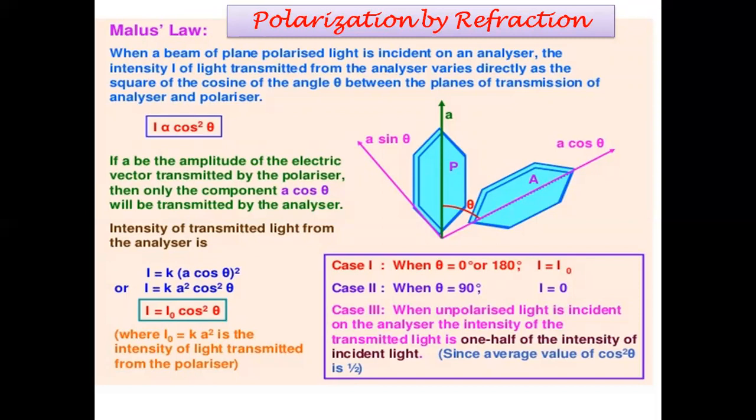The component A sin theta is reflected from the analyzer, whereas the component A cos theta is transmitted through the analyzer. Therefore, the intensity of the transmitted ray is I proportional to A square cos square theta. That means I is equal to I0 cos square theta. This is known as Malus's law. So, by varying the angle theta, we get different intensity.